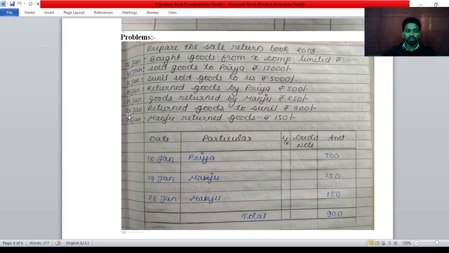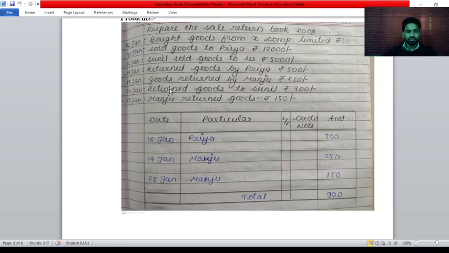Next, on 24th January, return goods to Sunil rupees 900. What is this? It is return of goods to Sunil, so it is a purchase return transaction. It is not recorded in the sales return book.